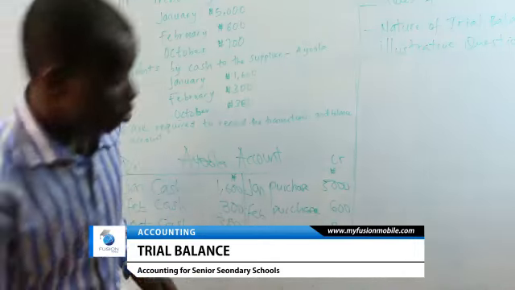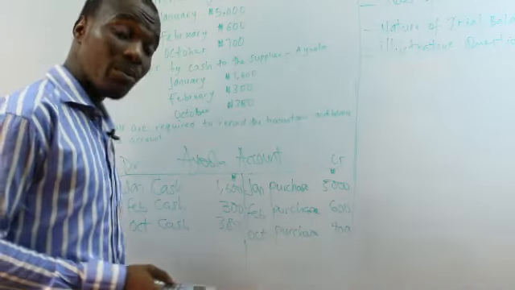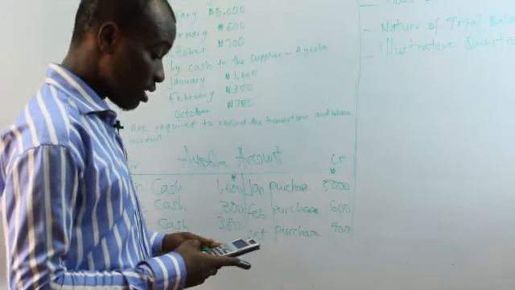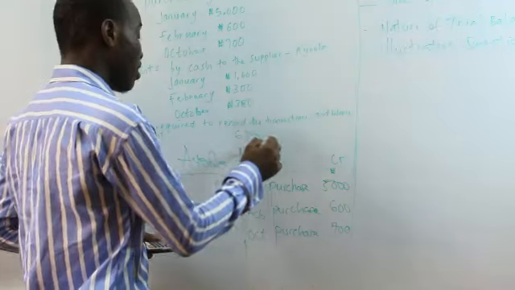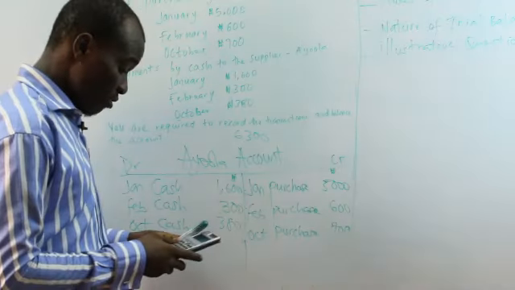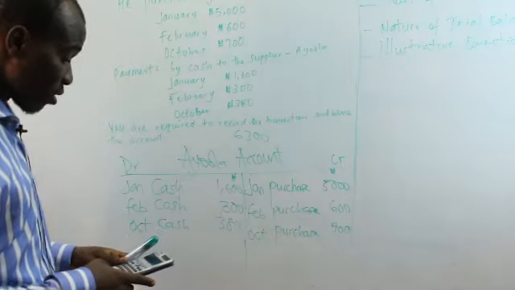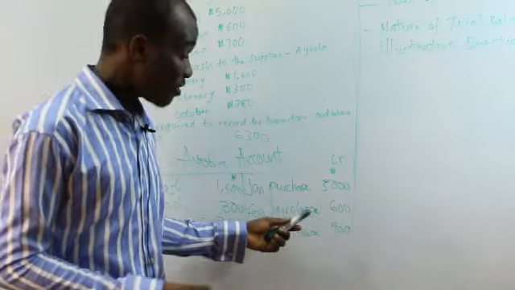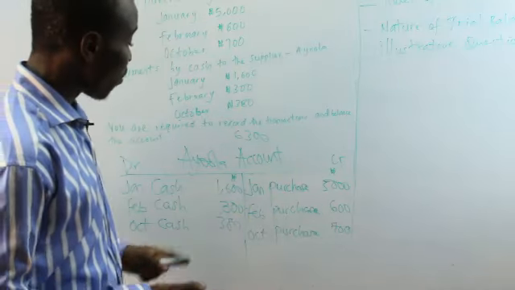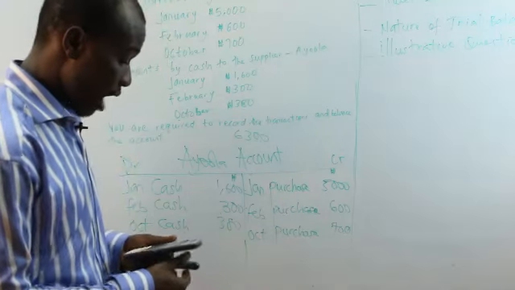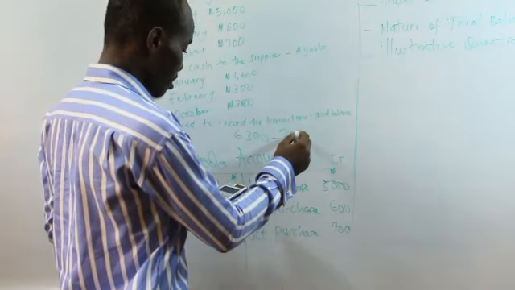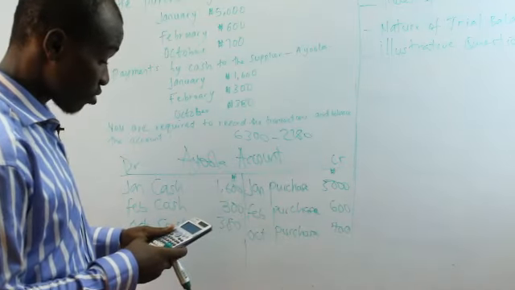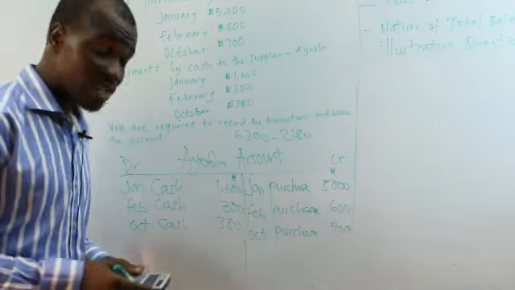So in balancing the account, we have to apply the rules. We have to find the total of the credit entries, which is 5,000 plus 600 plus 700, and that gave us 6,300. Also find the total of the debit entries: 1,600 plus 300 plus 380. That gave us 2,280. That means the total of the credit entry is greater than the total of the debit entry. So we have to look for the difference, which will be 6,300 minus 2,280.